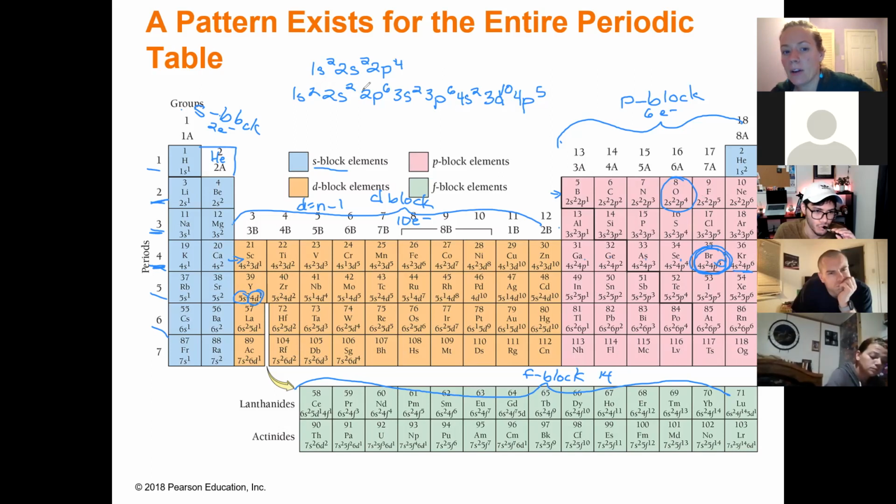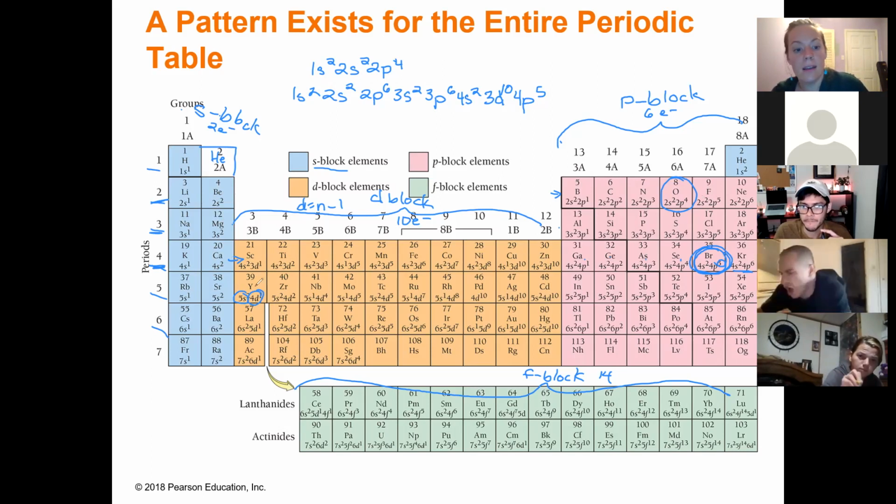You guys seeing how that pattern comes up over and over and how you can read it off the periodic chart? So I'm always going to fill in this ordering: the 1s, the 2s, the 2p, the 3s, the 3p, the 4s, the 3d, the 4p, the 5s, the 4d, the 5p, the 6s, the 5d. Then just FYI for you, the F is one less than the D. Okay, so it'd be 6s, 5d, 4f, but I'm not going to test you guys on the F block.